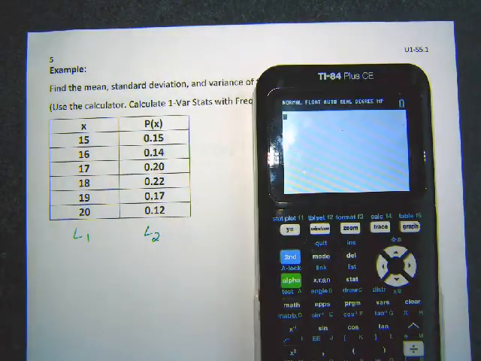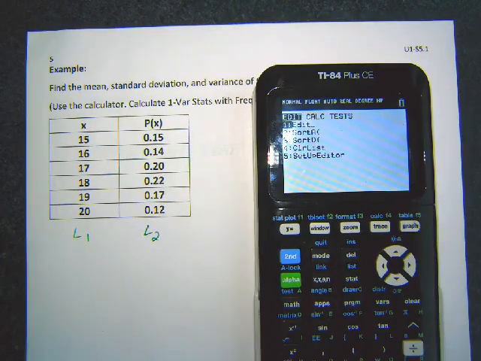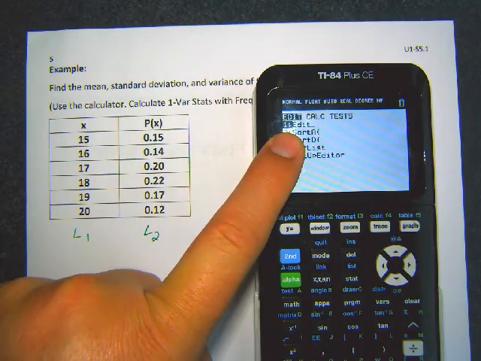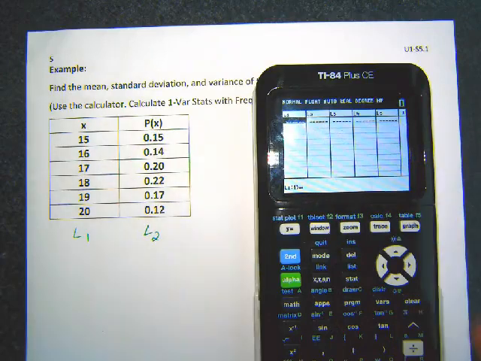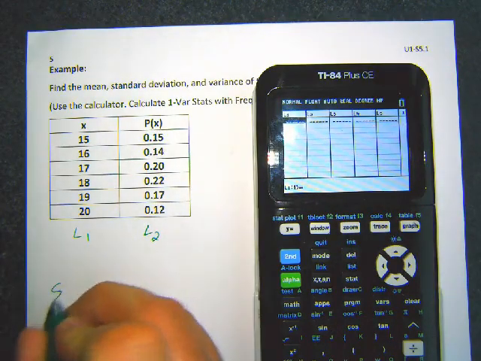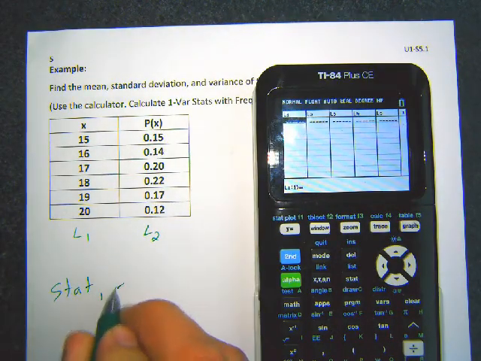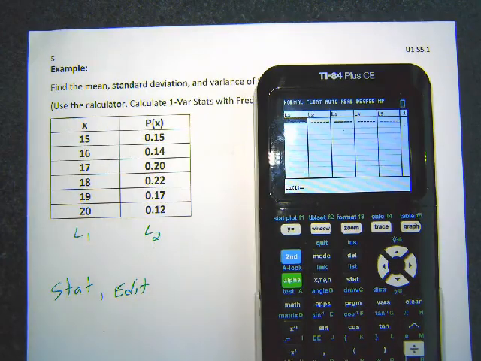So remember, to get lists, you're going to hit the stat button, and you're going to make sure you're on edit and hit enter. And this is where you can enter into your lists. So remember, we're going to use stat, and then edit, and then we can enter our data.